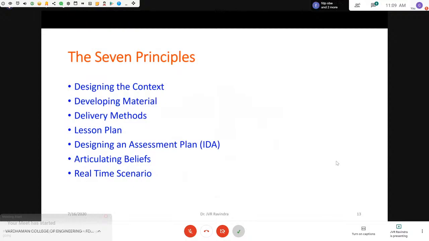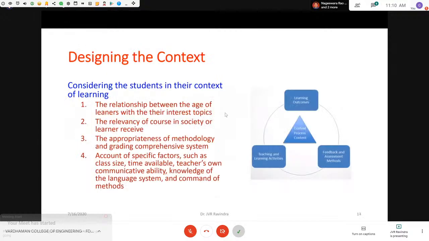And the next ones are the delivery methods, the lesson plan, designing an assessment plan, articulating beliefs, and real-time scenario. Okay. I'll go one by one, so there is nothing to worry. When it comes to the real-time scenario, we have recently introduced one major thing at Vardhaman College. If time permits, go to the website and look at the course syllabus. You will find all the best practices that we have considered at our college.